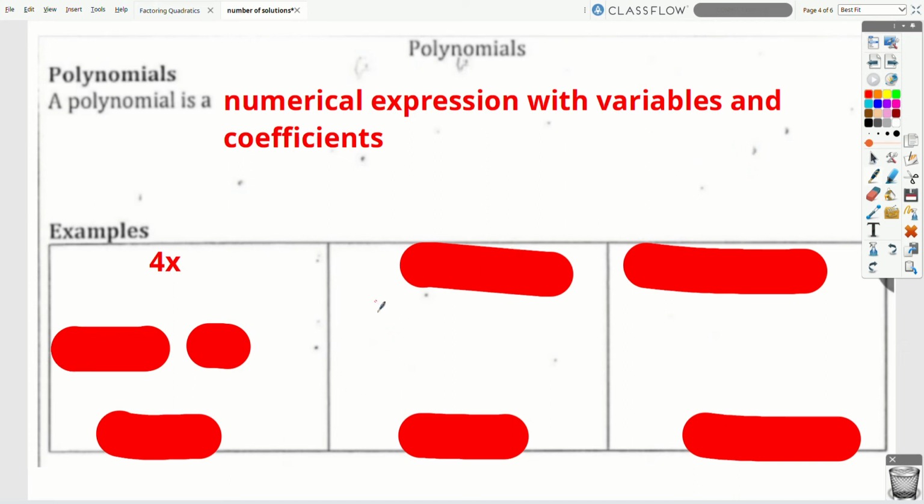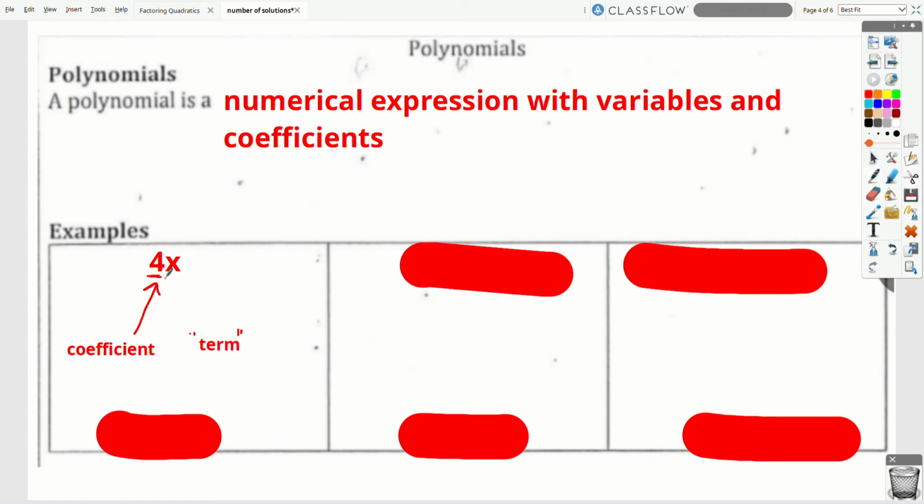So we're going to get into some polynomials. A fancy word for polynomial is a numerical expression with variables and coefficients. We'll go over what that actually means. For example, we have this 4x right here. This is called a term. So it's the 4x term, and the coefficient is the number in front of it.